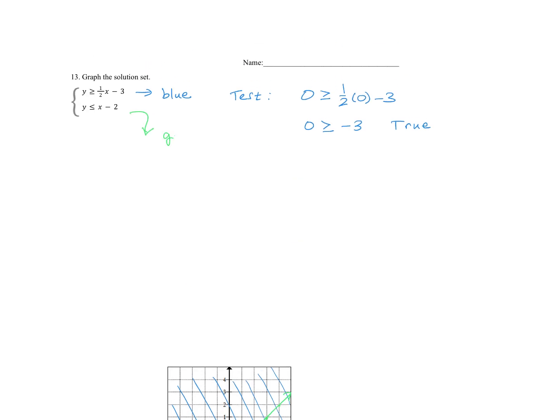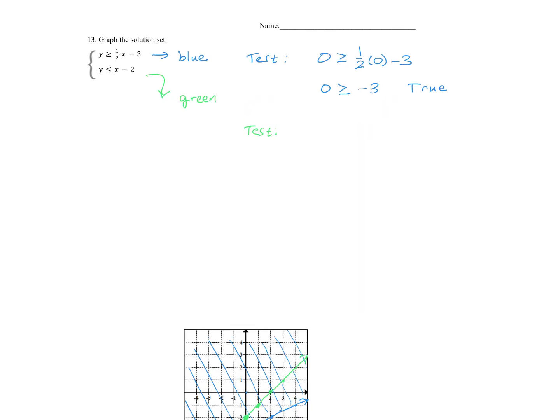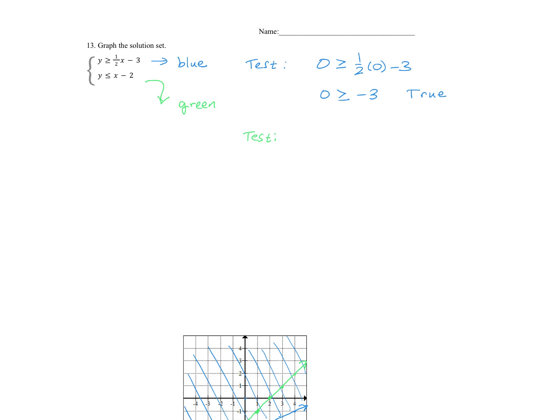And just like before, we take out a test number. So in green, we will test out, and because again, that green line does not pass through 0, 0, it's fair game for testing it. So again, in the top one, let's just write that real quick. We tested out 0, 0. For this one, we're going to use the same 0, 0 origin. So that is 0 less than or equal to 0 minus 2. So is 0 less than or equal to minus 2? And that is false because negatives are all smaller than 0. So this is a false statement.